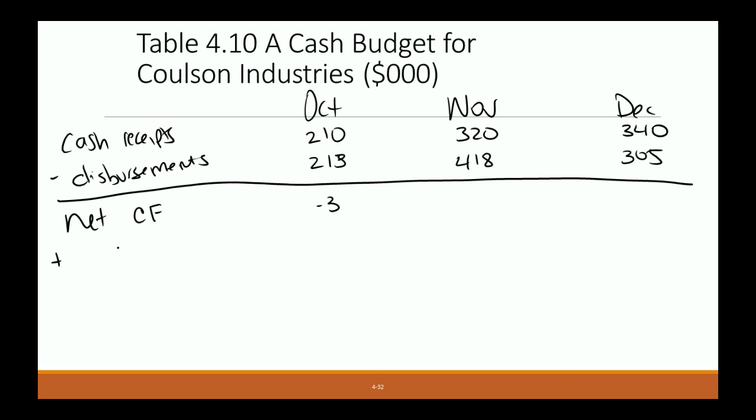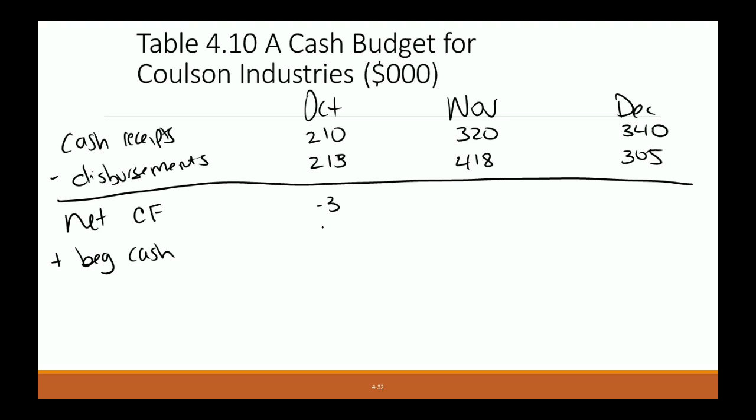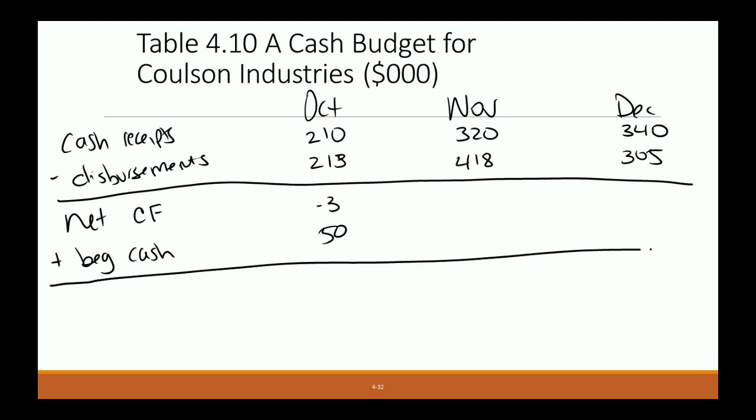Our next step is to add our beginning cash balance. So here the problem says that at the end of September we had a cash balance of $50,000. So that means at the beginning of October we would have $50,000 in our account. And that gives us our ending cash. So if we spent $3,000 more than we brought in, but we had $50,000 in our account to start with, that means that we have an ending cash balance of $47,000.